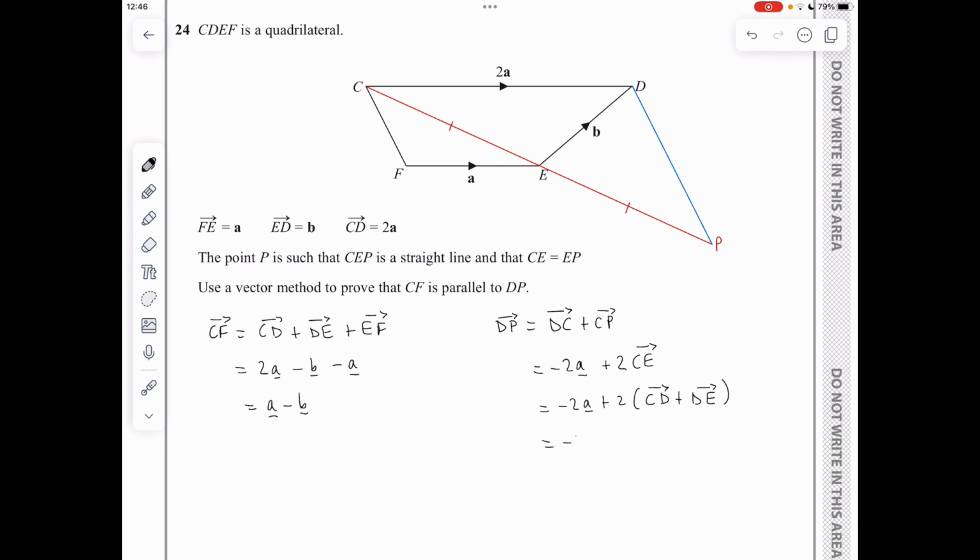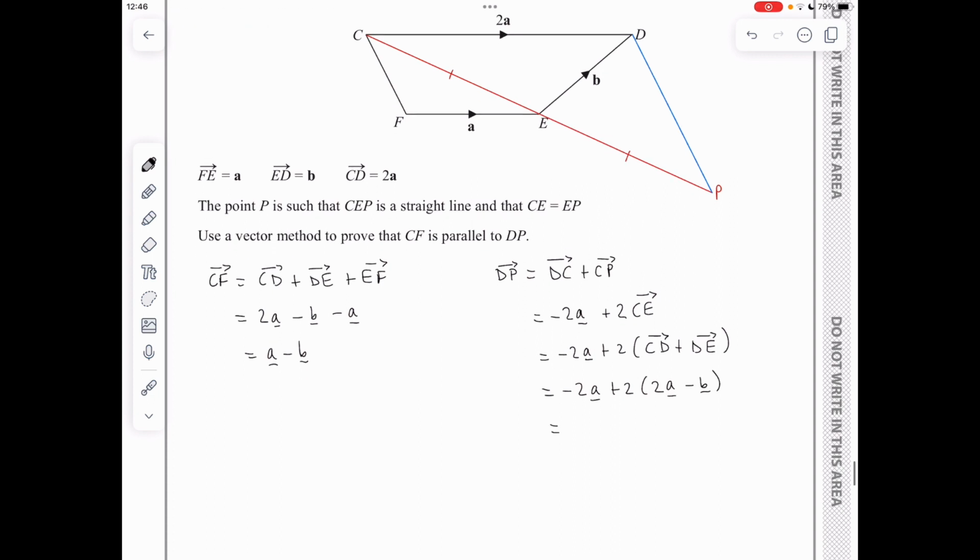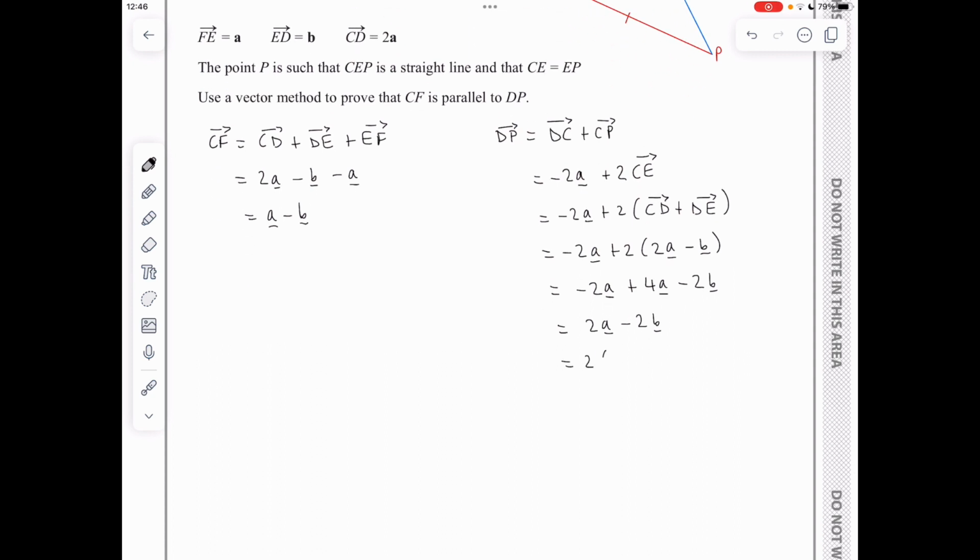So this is going to be minus 2A plus 2 times 2A minus B, which leads to minus 2A plus 4A minus 2B, which simplifies to 2A minus 2B. I notice there's a common factor of 2, so this will be 2 times A minus B, which is equal to 2 times CF. So we have just seen that DP is 2 times CF. This means that CF is parallel to DP, and that's exactly what I had to show.